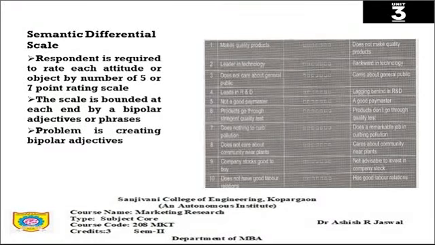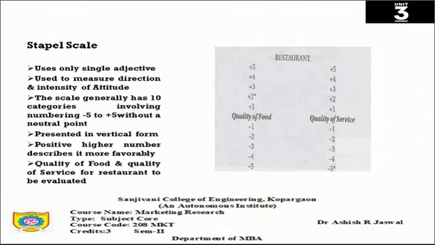Moving forward, let us try to understand the next type of scale, which is called the Stapel scale. Try to look at the difference in the form of a diagram now. Here, if you look at the Stapel scale, it uses only one adjective, and it is used to measure the direction and intensity of attitude. If you look at quality of food, above it +1 to +5 is written, and below it is denoted by -1 to -5.